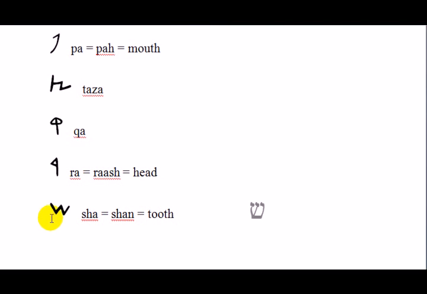Now the Hebrew character sha, pronounced "sha," comes from the Hebrew word shin, which means tooth. If you look at the sha, and you put a half circle on top of it, it would look like an actual tooth or a molar. That's what the Hebrew character sha comes from, the Hebrew word shin, which means tooth.